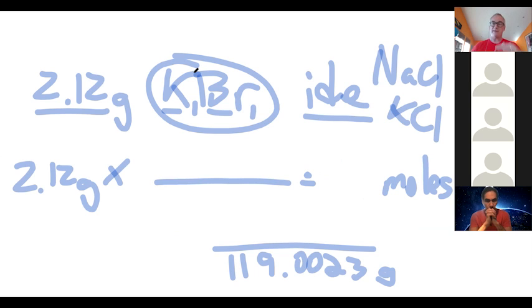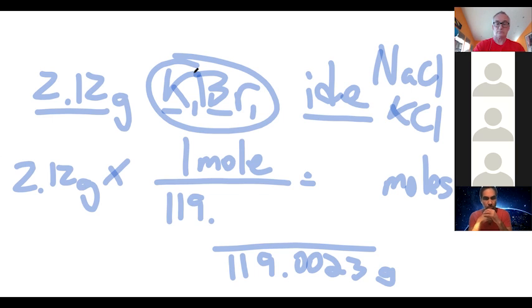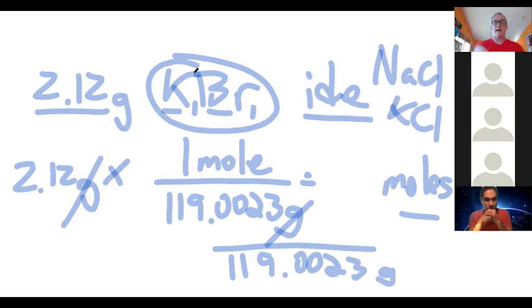So what are we going to put in the numerator and what are we going to put in the denominator to get us from grams to moles? What goes in the numerator? 1 mole. 1 mole, exactly. That's the unit we want, so that goes up top. And what unit do we want to get rid of? Grams. We want to get rid of grams, so we'll put that in the denominator: 119.0023 grams. So my grams go away. I'm left with moles. I'm happy about that.